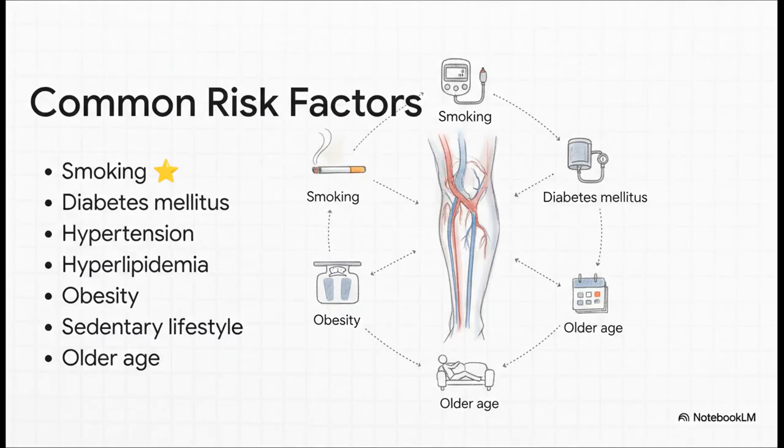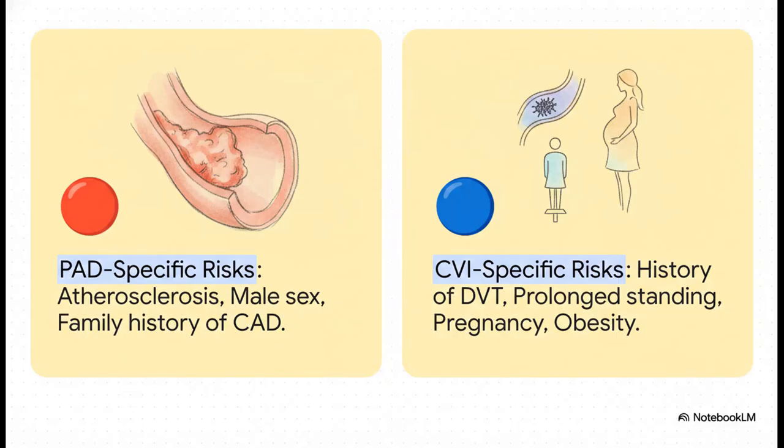Now, a lot of the risk factors are the usual suspects you'd expect for any kind of vascular disease, and they're shared between both conditions. But I really want you to look at that first one with the star next to it, smoking. It is a massive, massive contributor and a huge priority when we're talking to our patients. But then we have some specific risks that should make your clinical brain start leaning one way or the other. For PAD, if you see a history of atherosclerosis or coronary artery disease, that's a huge clue. For CVI, you want to be thinking about things that just increase pressure in the legs, like a previous blood clot or a job that has someone standing all day.